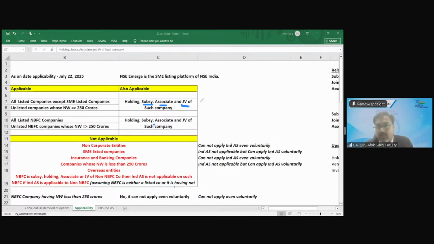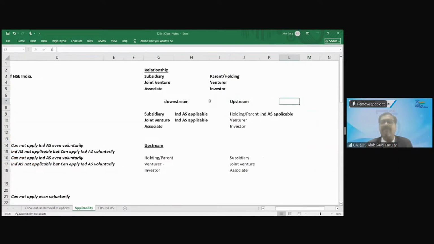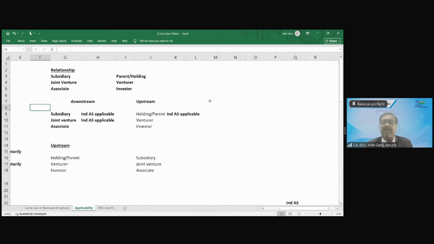If Ind AS is applicable to a company, on the downside subsidiary, associate and joint venture all are applicable. But on the upside, only the holding company is named. On the upside, only holding is applicable. So if Ind AS is applicable to a company which is a joint venture, will it be applicable to the venturer above it? It will not be applicable, guys. On the upside, only holding is covered. Uncle and maternal uncle are not covered. So, friends, just because Ind AS is applicable to the joint venture, it is not automatically applicable to the venturer.